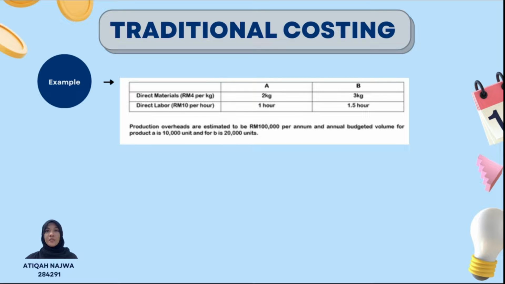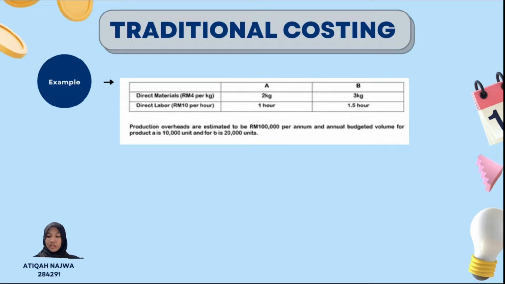Next, production overheads are estimated to be 100,000 ringgit per annum, and annual budgeted volume for product A is 10,000 units and for product B is 20,000 units. Now, I will show you the solution for this question.